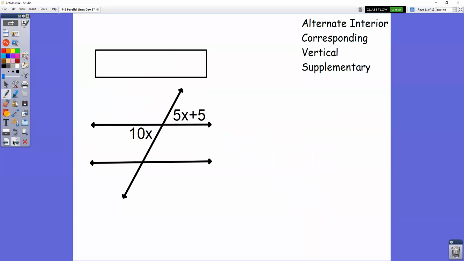Go ahead and try this last one, please. Say what type of angles they are. Set up an equation. Solve for x. Sub it back in.